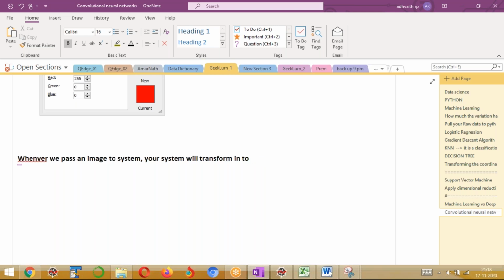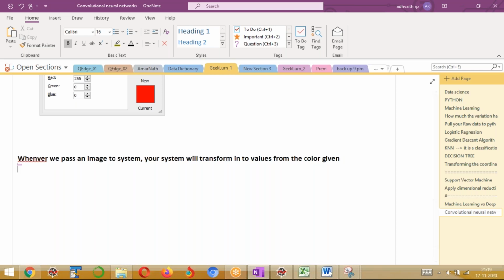Let me put it the right way. Your system will transform it into values from the color given. So based on what colors it contains, it will transform the values, the way which I am talking about. So in my image, I may have red color, blue color, green color, any other color. Based on the color combination, it will assign those values.